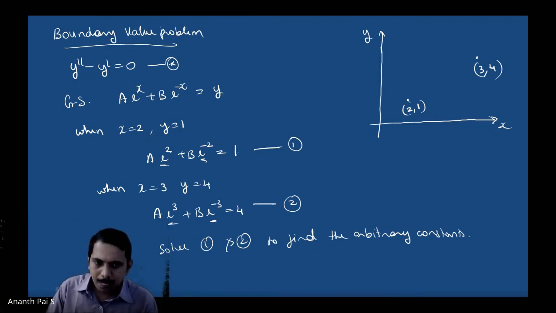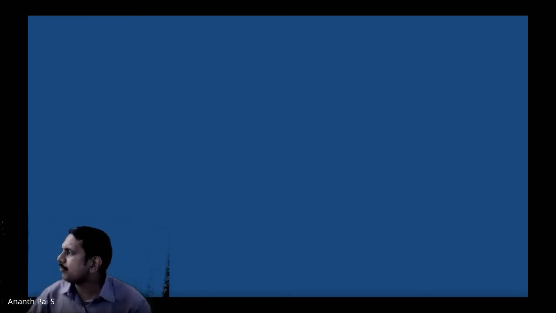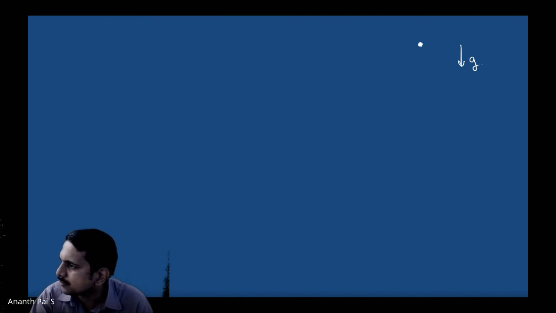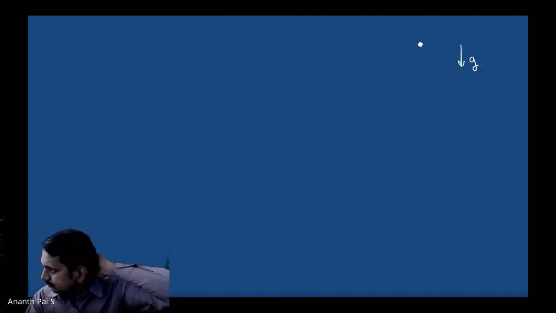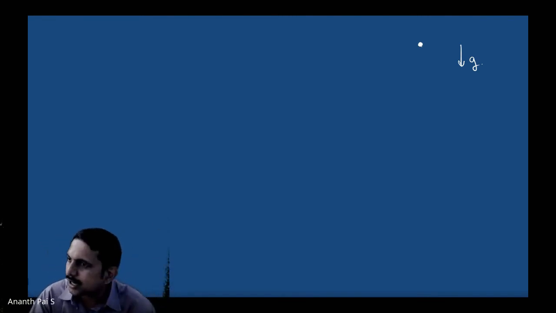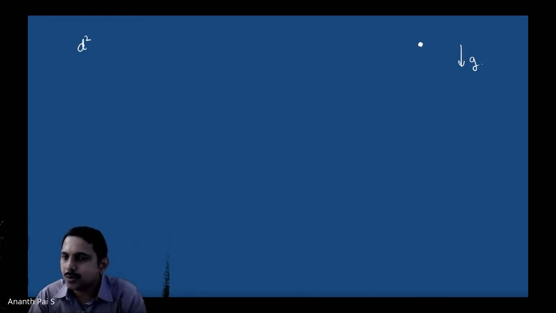Done? Now let us take an example. Let us take a differential equation, the differential equation of a falling stone. A stone falling due to gravity. What is the differential equation? Yes, tell me. A stone falling due to gravity. What is the differential equation? The differential equation is d square y by dt square is equal to minus g.